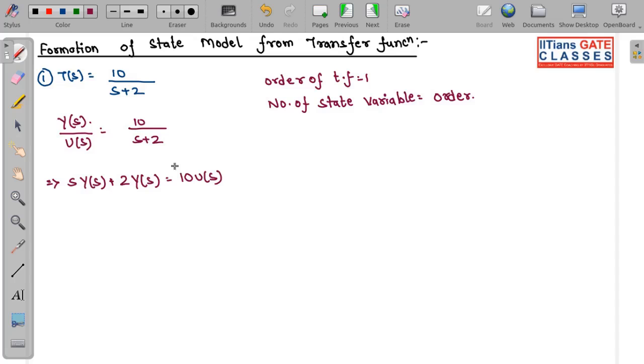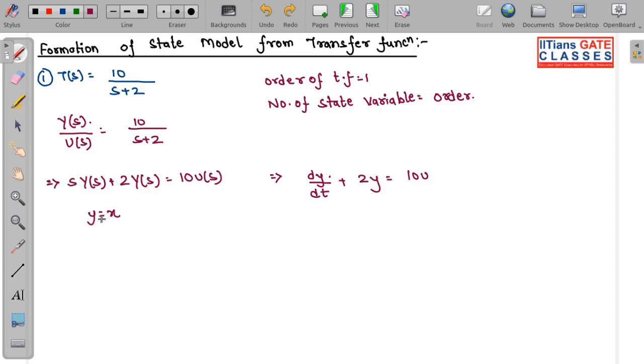Okay, so we have this. Now let us assume what? Y is equal to x. Okay, let us assume y is equal to x. Or if you see this equation, this is basically what? This is equal to dy by dt plus 2y is equal to 10 u of t. Okay, I have simply taken what? I have simply taken your inverse Laplace transform. Okay, so here you can even write y of t. It's okay, you can even skip. Okay, let it be like this.